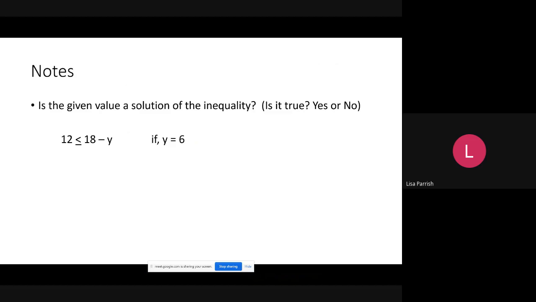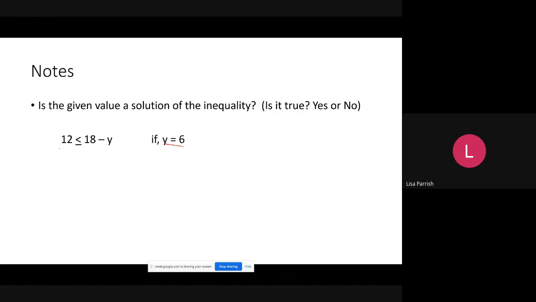Now, this goes along with a lot of what we did with expressions in the first part of equations. So write down this problem. This one's kind of written differently. You've got 12 is less than or equal to 18 minus y. If y is 6. They want you to use 6 for y, okay?